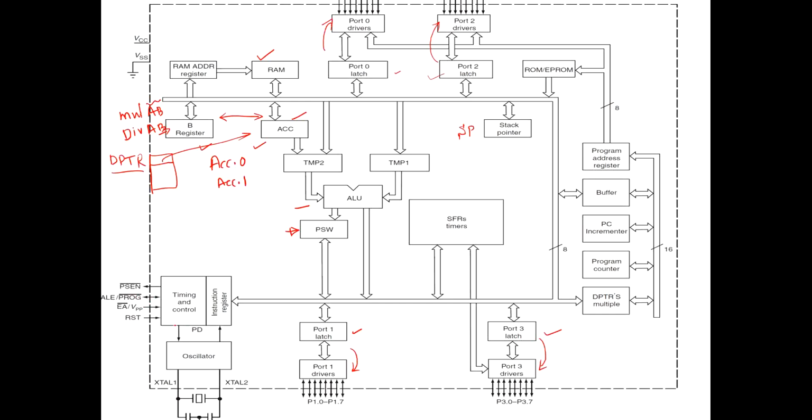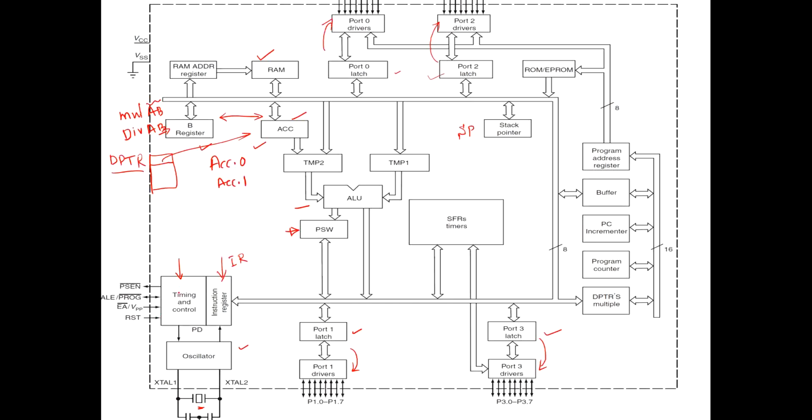And we have the oscillator, the internal oscillator is there. We can use the crystal to generate your operational frequency. And this is all controlled by the timing and control unit. This is the timing and control unit, and this timing and control unit gives the instruction register. This is your instruction register, IR.